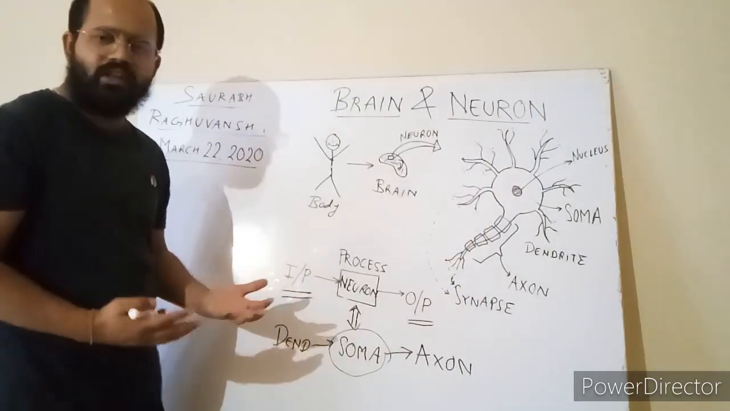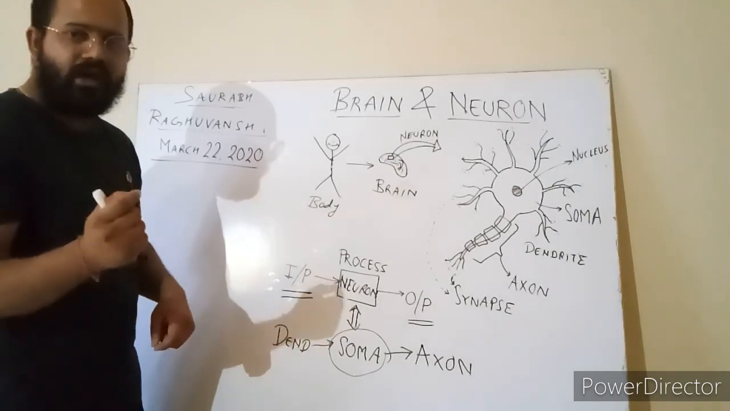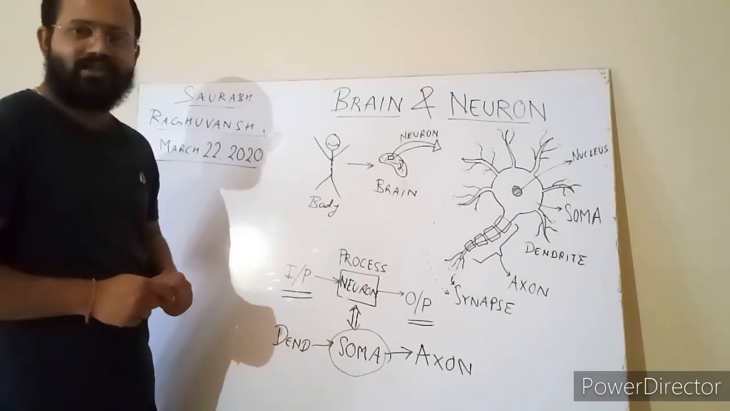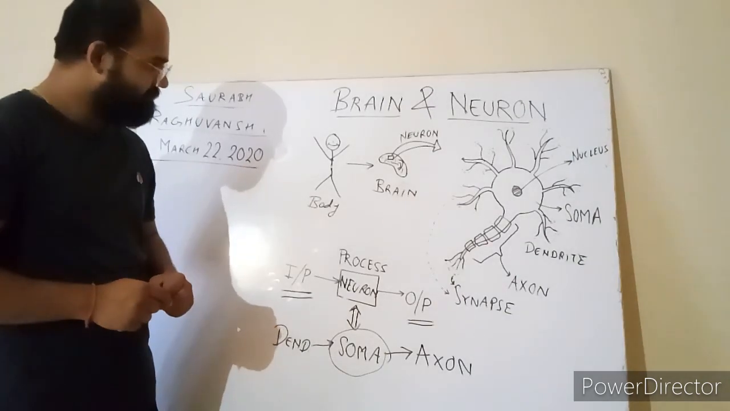And there are various models which have been developed, and the first one was the McCulloch-Pitts model, which we'll go through in detail in the next lecture.